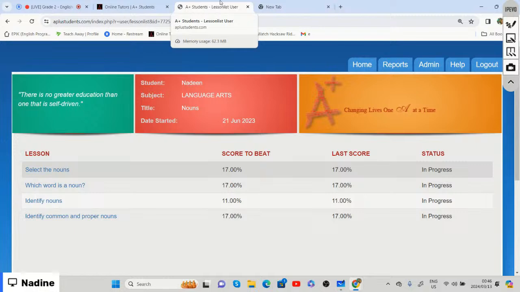We had to select the nouns, and we also say whether each word is a noun or not a noun, right? Sometimes I've even noticed that if something is a pronoun, they don't identify it as a noun because a pronoun takes the place of a noun, right?